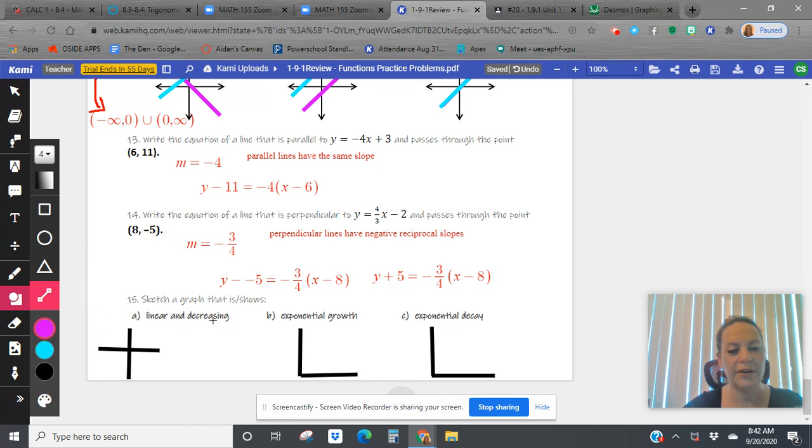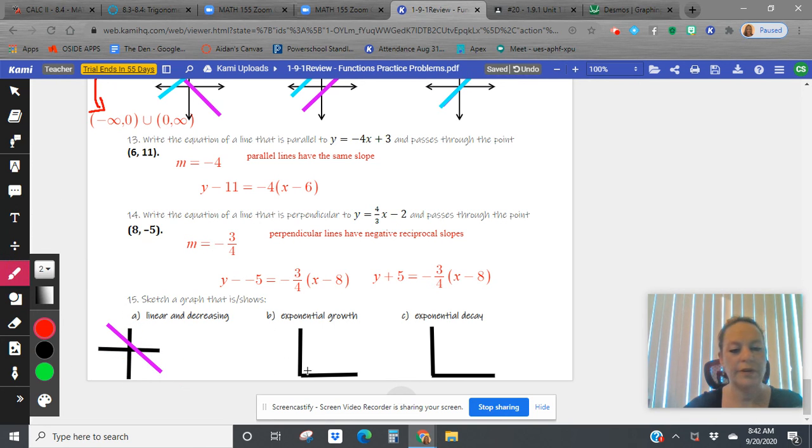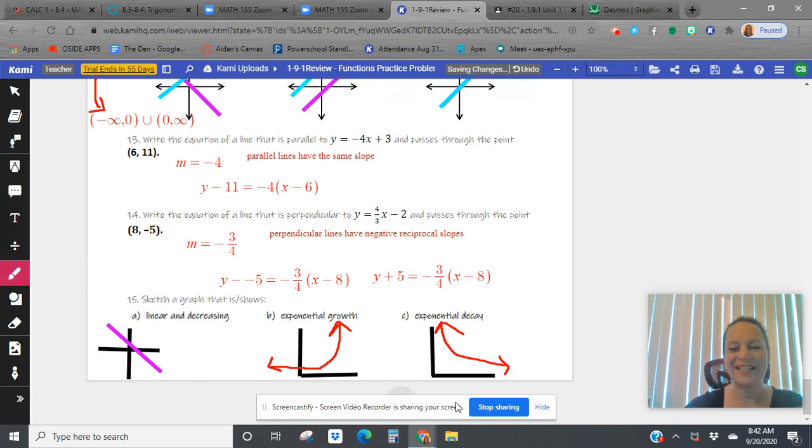All right, linear and decreasing would be any line that's going down. Exponential growth is any curve that's going up. Exponential decay is any curve that's going down. And that's it for our review.